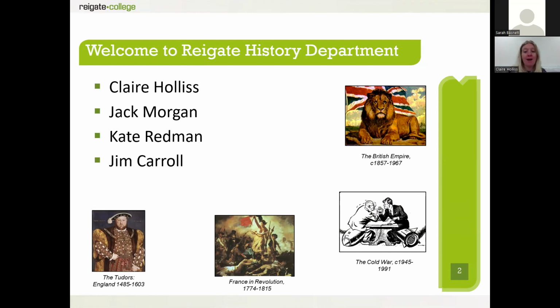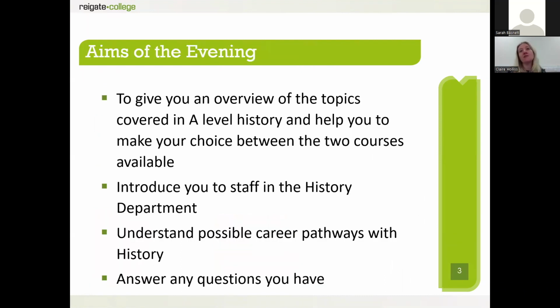Okay, so just to quickly talk about the aims of the evening and what we're going to be doing in this session. I'm going to start off with a little introduction to the history A-level courses that we do. I'm going to particularly focus on the differences between the two courses because I know we've got a lot of questions about which one to go for. I'm going to talk to you about destinations, results, where our students go on to when they finish their two-year course with us, and answer any questions that you have. We're also going to have a sample lesson that will give you an idea about what sort of things we do in a standard history lesson at the college.